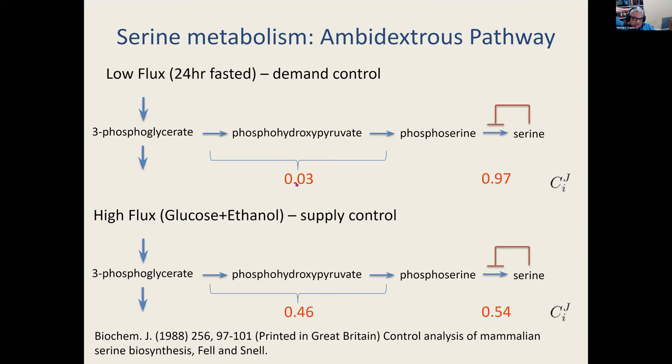So if you're fasted, this is what the control looks like in your serine pathway. If you're not fasted, control sort of distributes evenly between the steps. So you can see that control is quite dynamic. It moves about. It's not a fixed thing. It moves about depending on conditions. But here's an actual example where somebody investigated how control was redistributed according to whether you're fasted or not fasted.